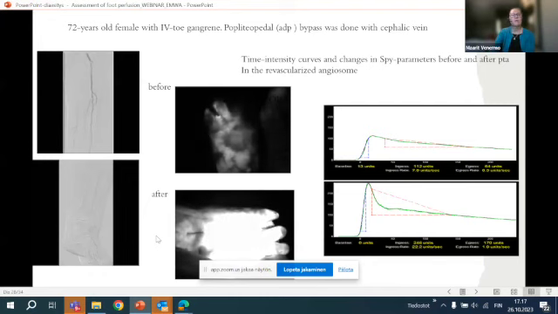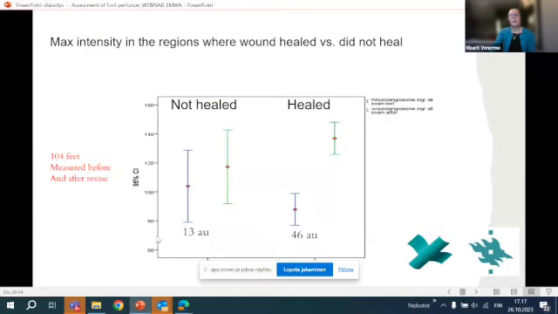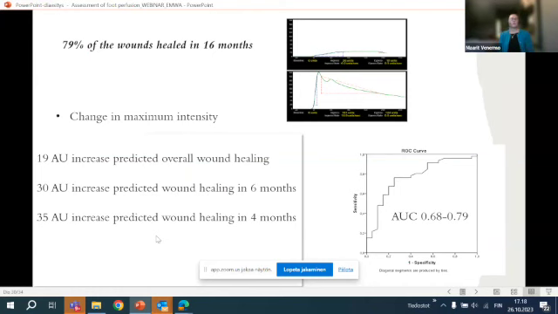And when we measured 104 feet with foot wound, we could see during the surveillance that in the regions where wound didn't heal, they originally had much worse increase in perfusion measured with ICGFI compared to the regions where the wound healed. And indeed, a 19-unit increase predicted overall wound healing, and the better the increase was, the quicker the wound healed.